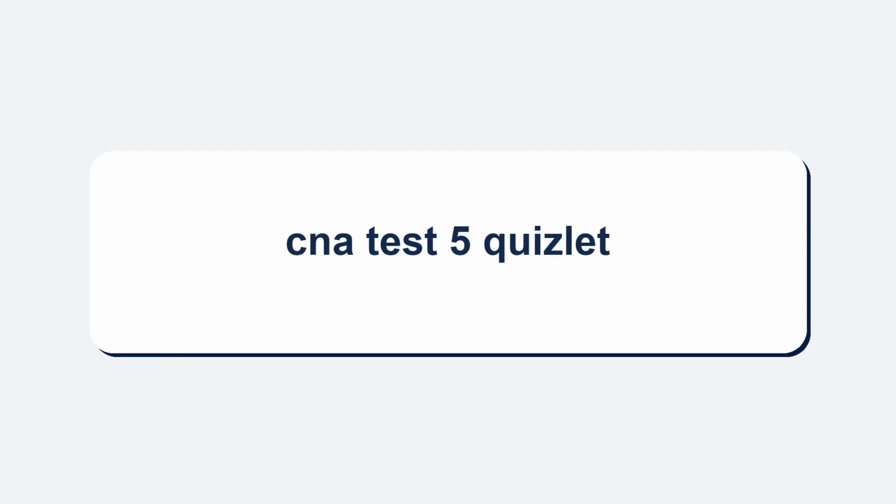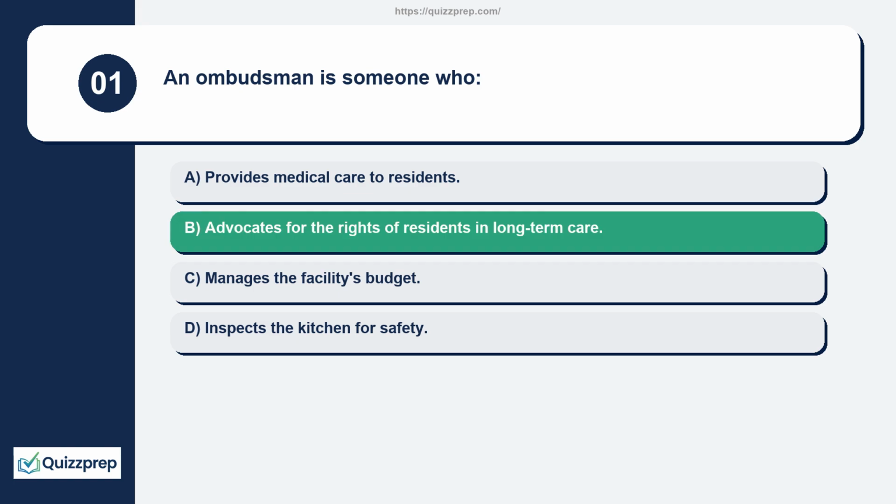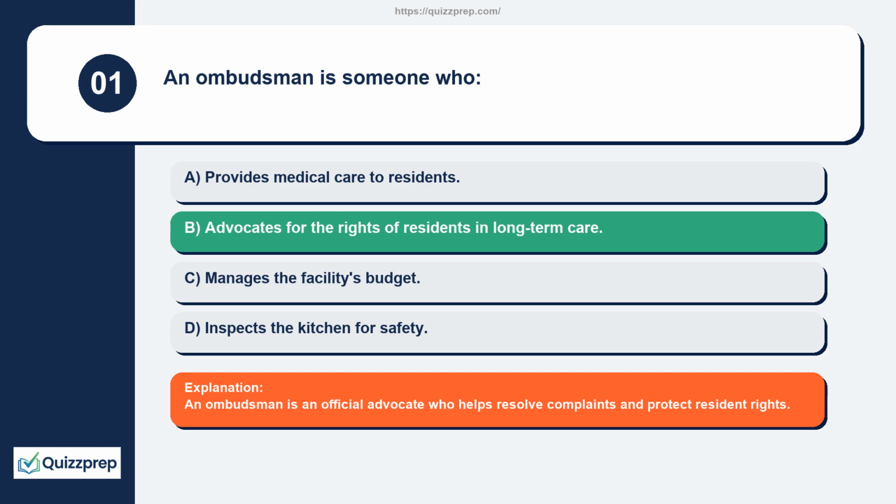CNA Test 5 Quizlet. Question 1. An ombudsman is someone who provides medical care to residents, advocates for the rights of residents in long-term care, manages the facility's budget, inspects the kitchen for safety. An ombudsman is an official advocate who helps resolve complaints and protect resident rights.